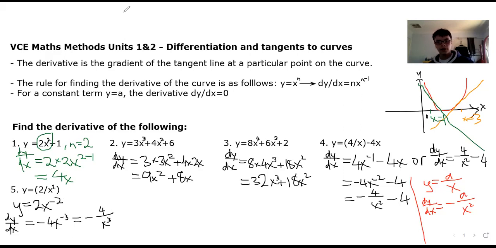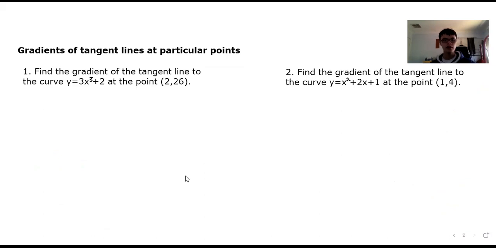So nice. So this is basically how to find the derivative of the following. It's not too hard to do. You just need to follow this rule, and once you're able to implement this rule, then you can find the derivative easily enough. So hopefully you should be able to understand this. So let's have a look at finding the gradients of tangent lines at specific points. So let's have a look at the first question.